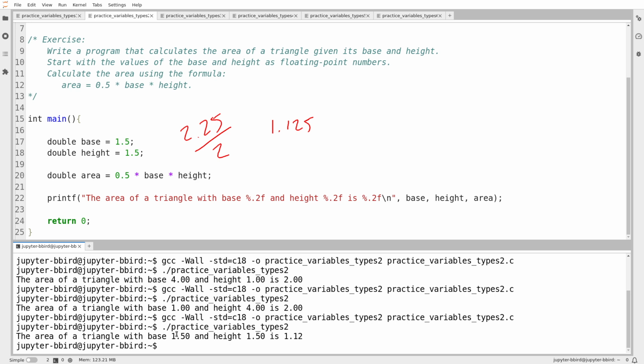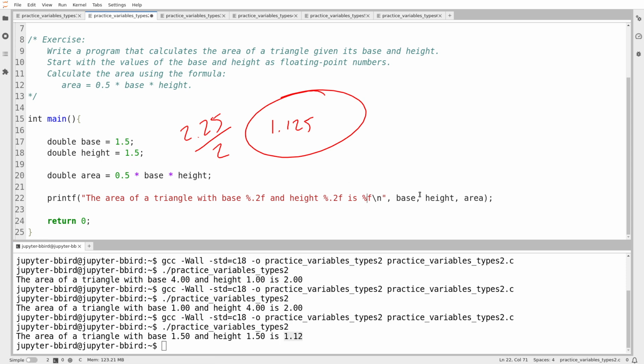Okay, so it looks like it's base 1.5, height 1.5. The area is that. Should I be concerned about this? It's 1.12 instead of 1.125. Well, I don't know. It's hard to tell. So if I'm really worried that this number might be a mistake, the first thing I would do is go and actually produce this calculation myself on a calculator. Maybe I've made a mistake with my calculation in my head.